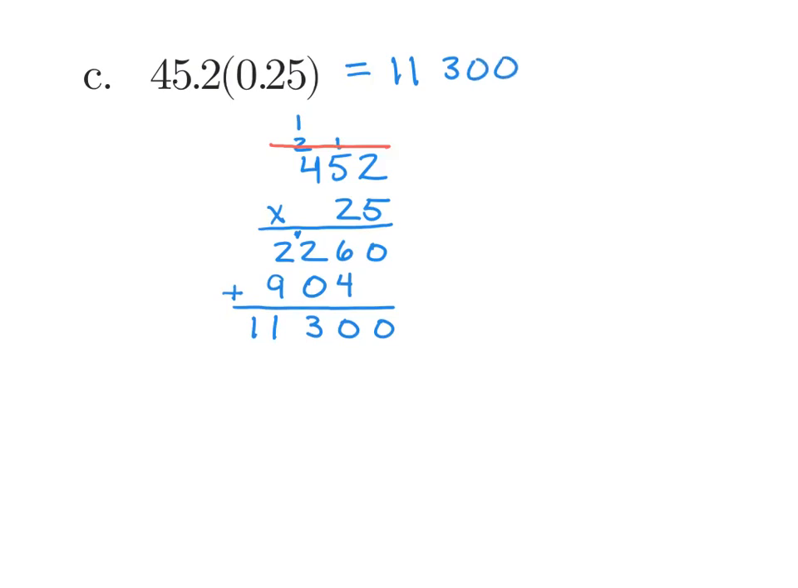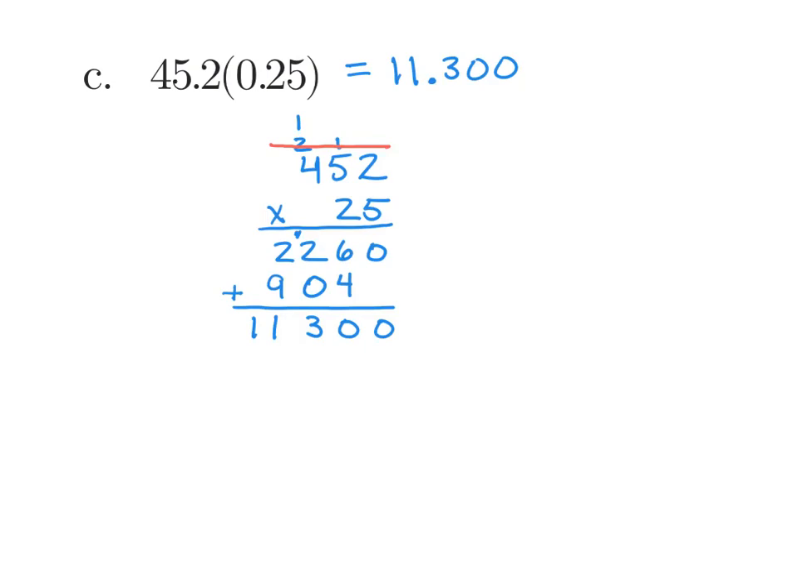How many decimal places do we have in our problem? We have 1 in our first number. We have 2 in our second number. That is a total of 3. So where am I going to put my decimal point? In order to have 3 digits after the decimal point, I need to put it after the 11.